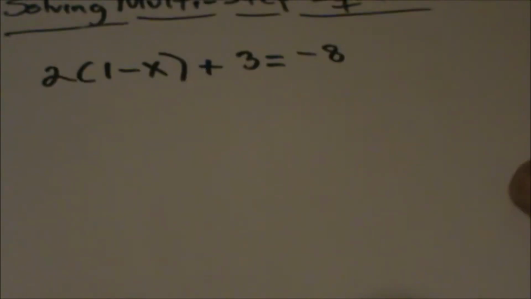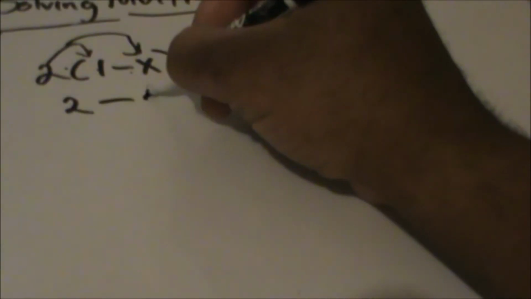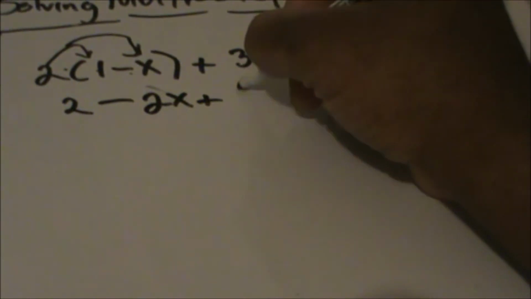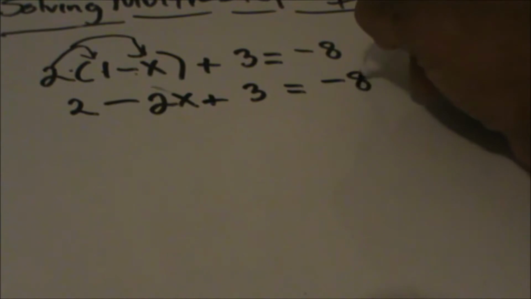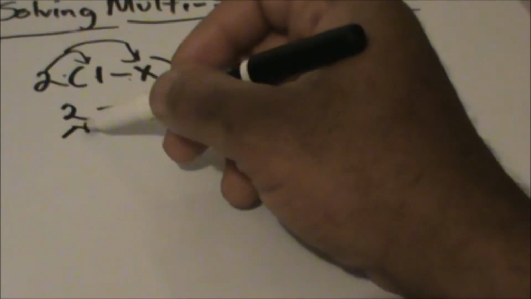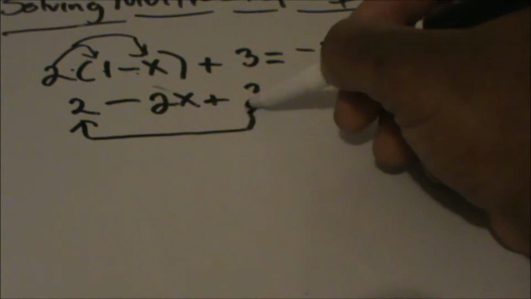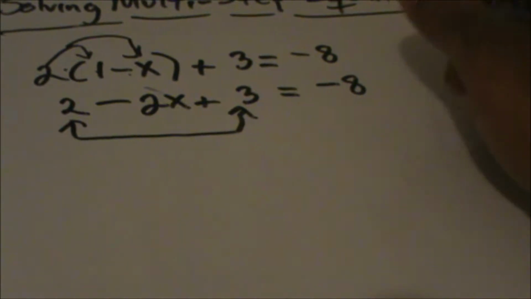Alright, and this is what we have. In this term, this is understood to be 2 times (1 minus x). We have a way of distributing the 2 to each term within this expression. So we do that. 2 times 1 is 2, minus 2 times a minus x, so it is a minus 2x, plus 3 equals negative 8.